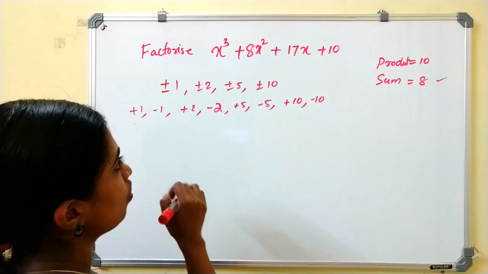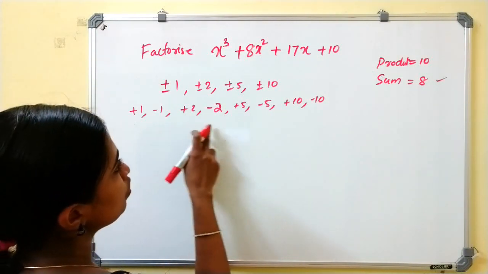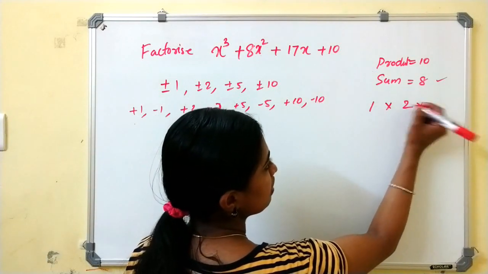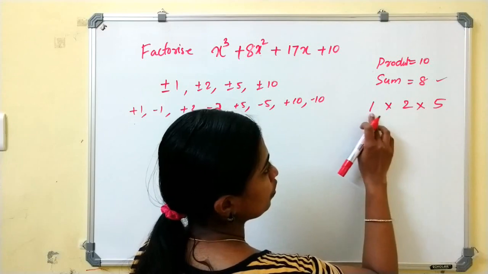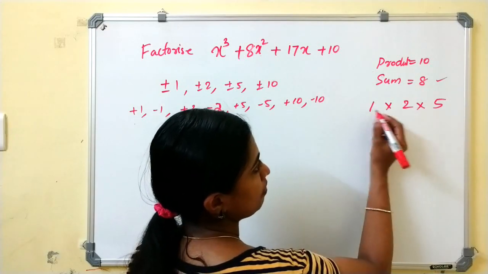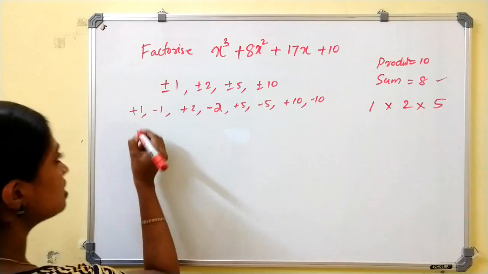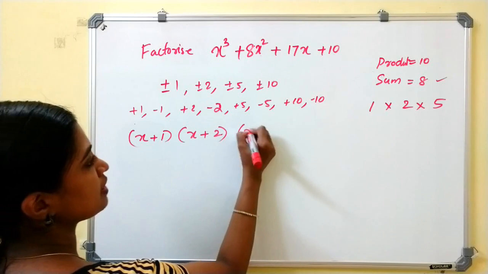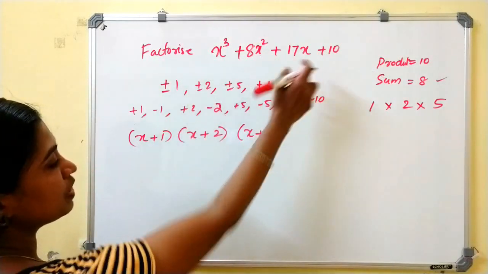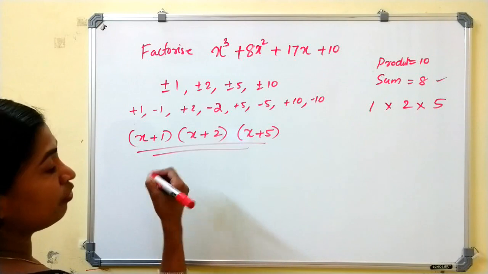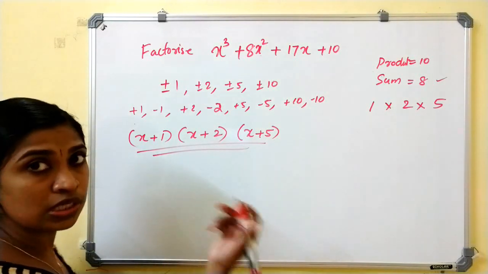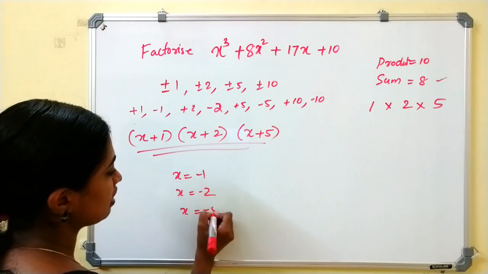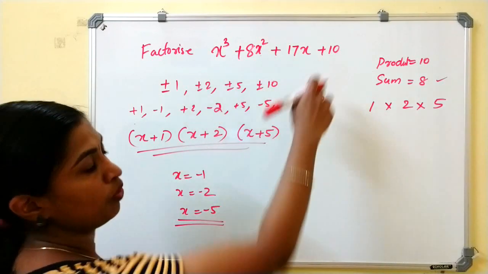So 1 into 2 into 5 is 10. Let us choose plus 1, plus 2 and plus 5. 5 into 2 into 1 is 10, and 1 plus 2 plus 5 is 8. So the answer is x plus 1 into x plus 2 into x plus 5. These are the factors of this polynomial. And if you are asked to find the zeros, then equate each of these to 0. That is, x is equal to minus 1, x is equal to minus 2 and x is equal to minus 5 are the zeros of this polynomial.